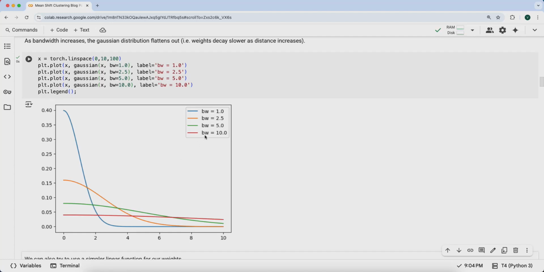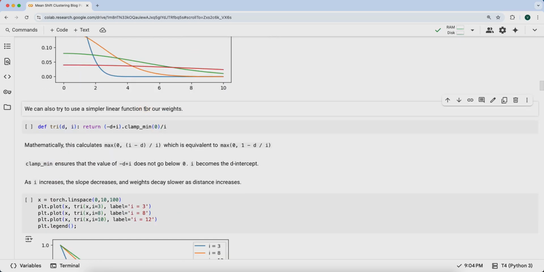Whereas if we look at a bandwidth of 10.0, I'm at about 0.04 where the distance is 0, and I'm just shy of 0.04 when the distance is 10. So it's a much more uniform distribution because the standard deviation is very high. This is a parameter you can tweak based on what makes sense for your data, or maybe just test out different values to see what makes sense for your data.